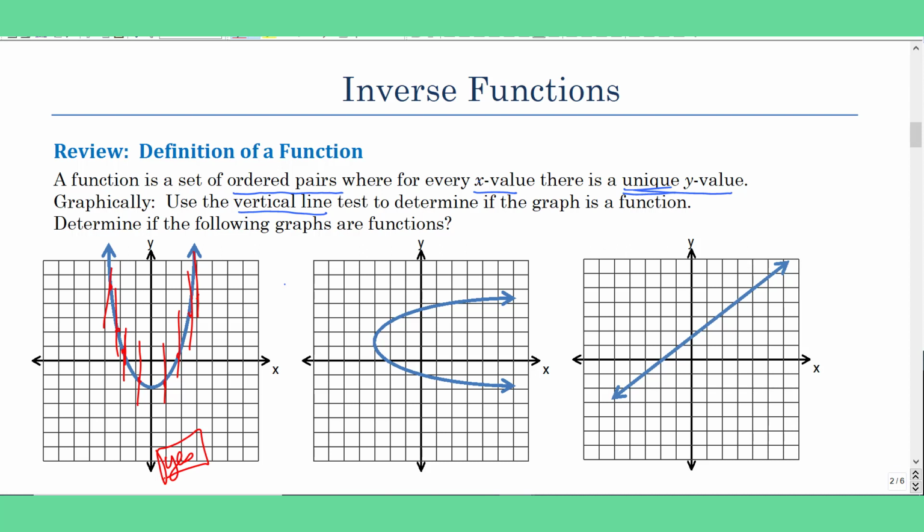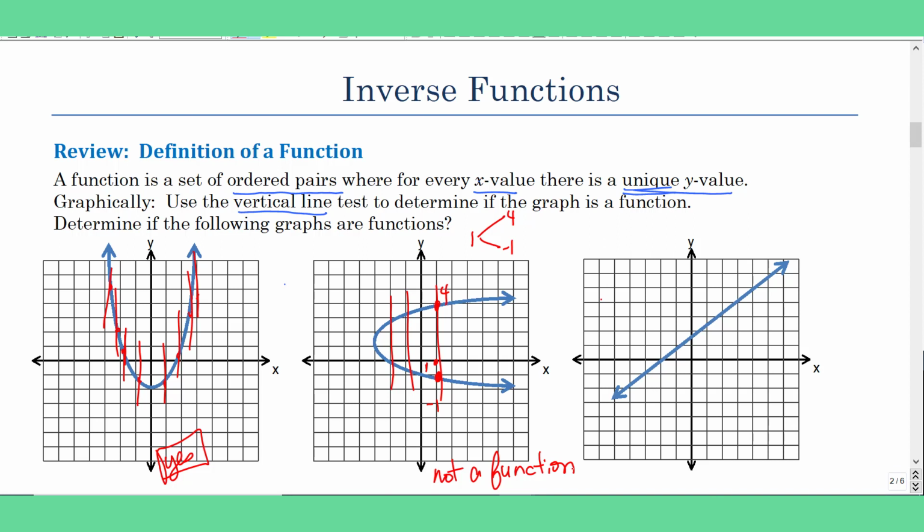The next one, well, you can draw many vertical lines and it definitely crosses through the graph more than once, as in it's not unique. For example, when x is 1, we have a y value of 4 and a y value of -1. So 1 is being mapped to two different y values. So this is not a function.